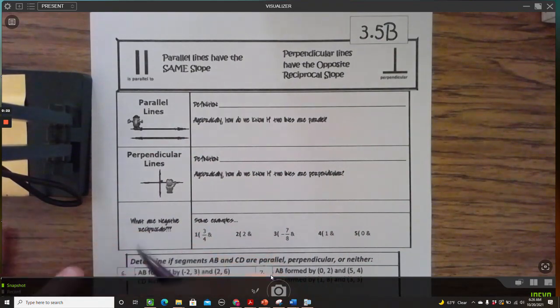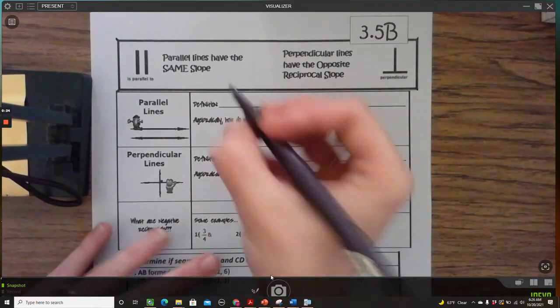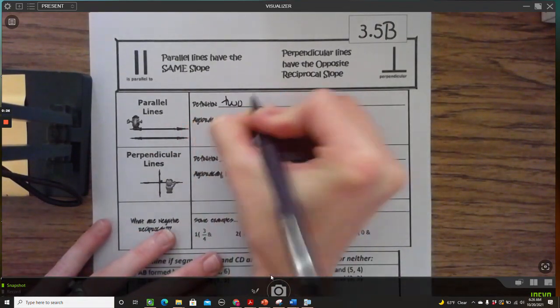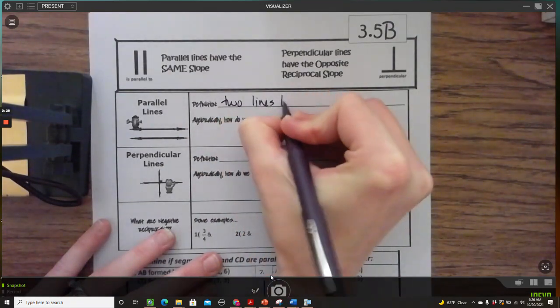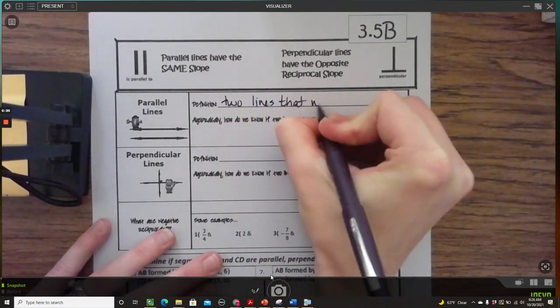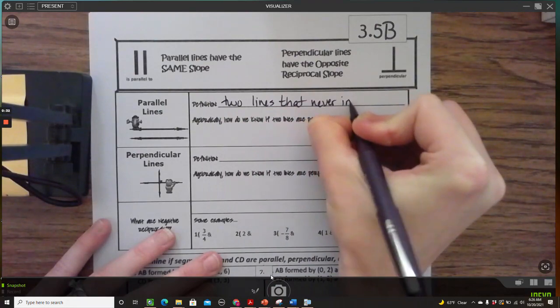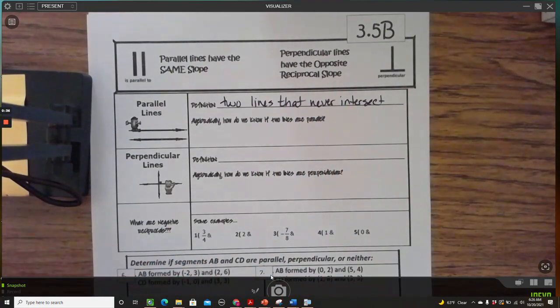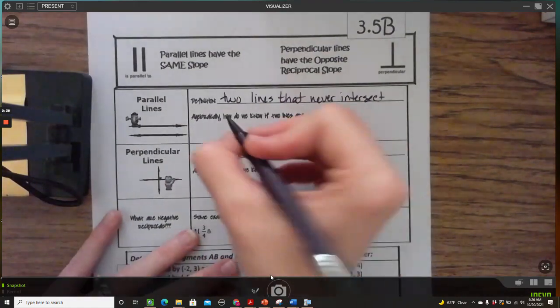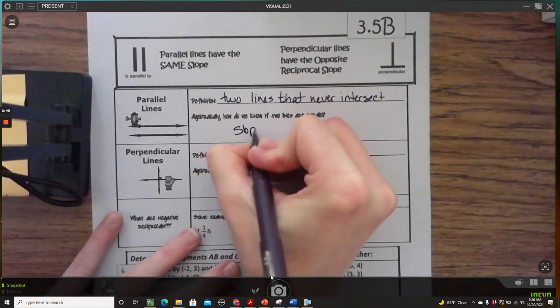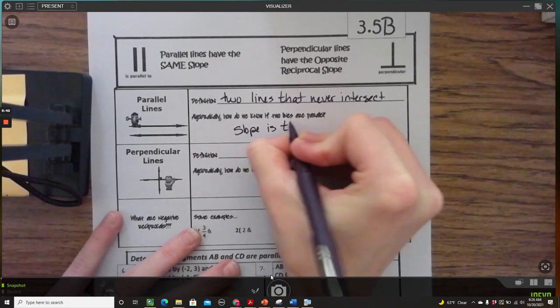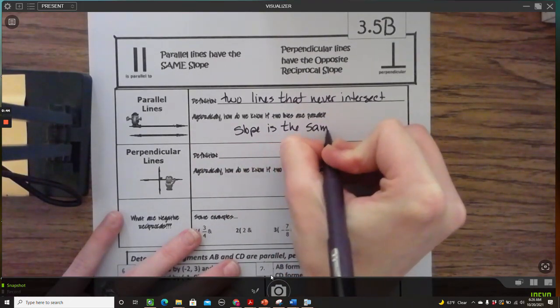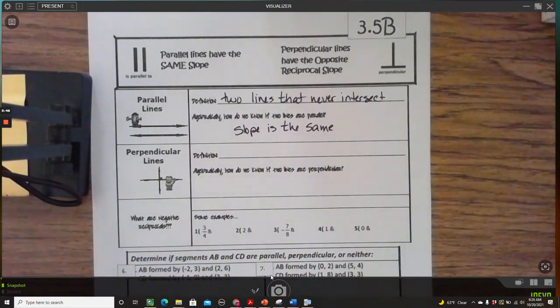So first off, parallel lines. Parallel lines are two lines that never intersect. They're never going to cross. And so algebraically, how do we know that two lines are parallel? The slope is the same, the exact same. So 2 and negative 2 are different. Those are not the same slope. So they would have to both be a positive 2.